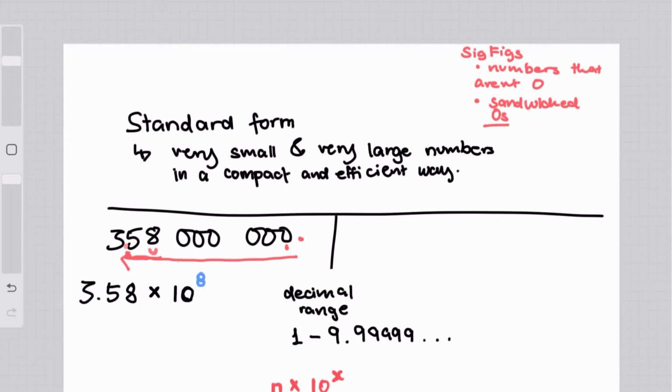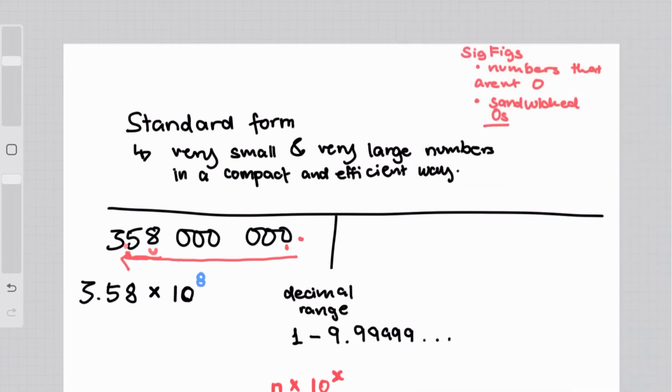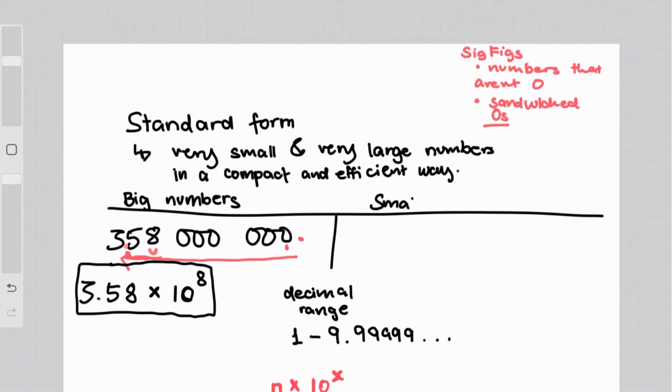However, there is another way to look for this. All you have to do is find the amount of digits that your original number has, which is 9, and you can just minus it by 1, which gives you 8. It's the same thing, but you can choose the one which works for you, or you find a lot easier. So you have 8 over here. So this is how you usually get large numbers or big numbers written in standard form. Now for small numbers, very small numbers. How do you do that?